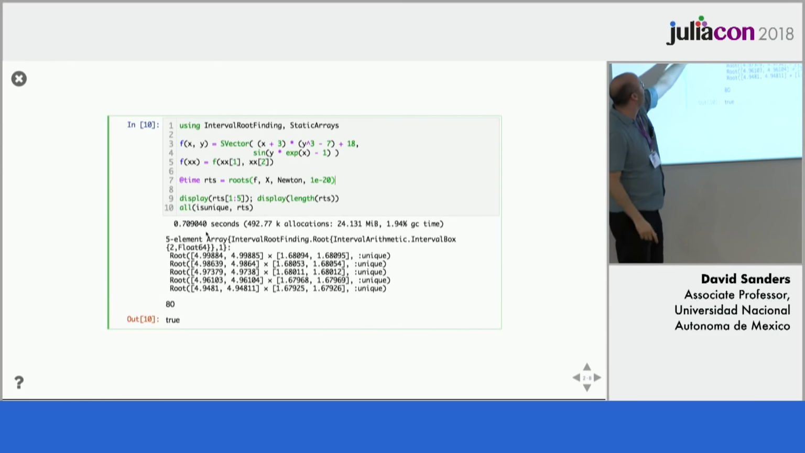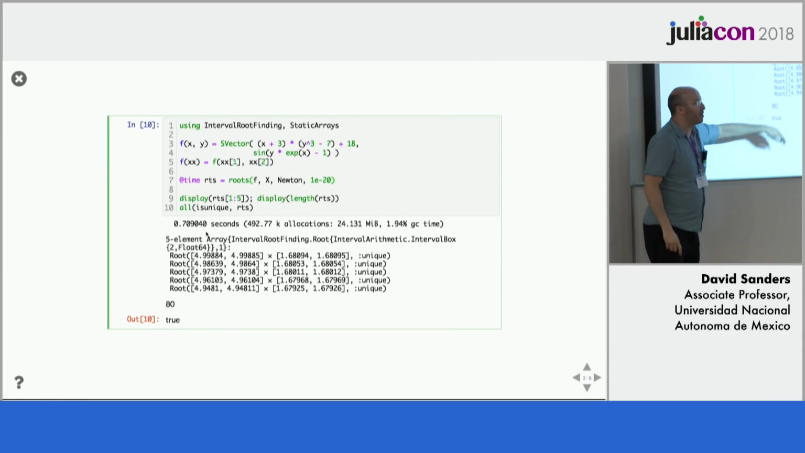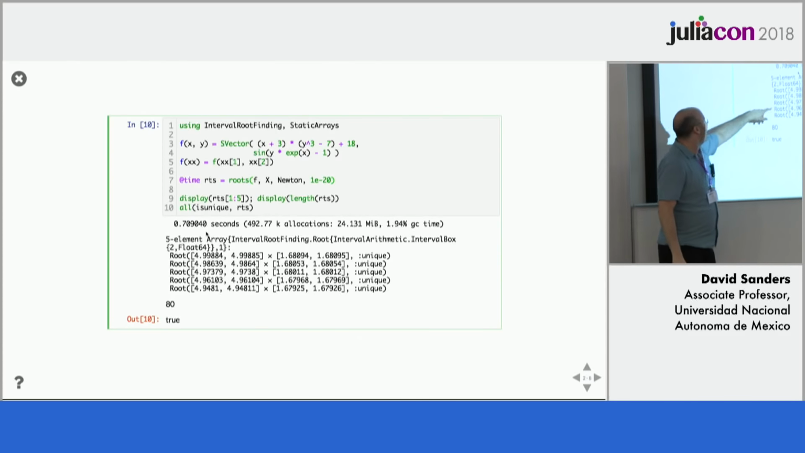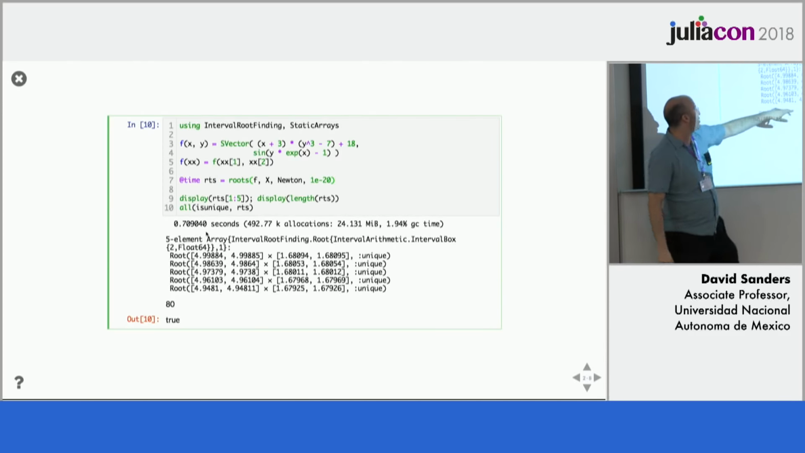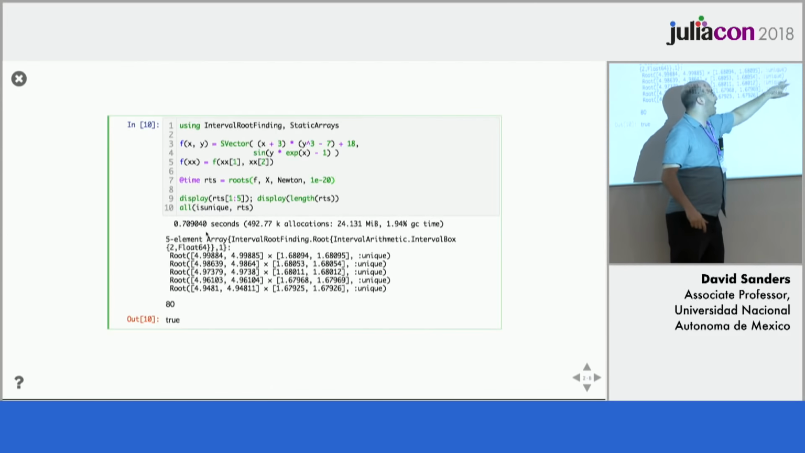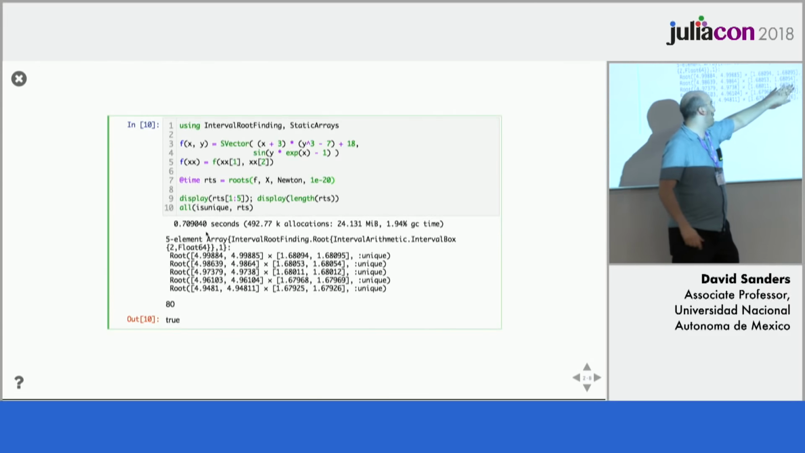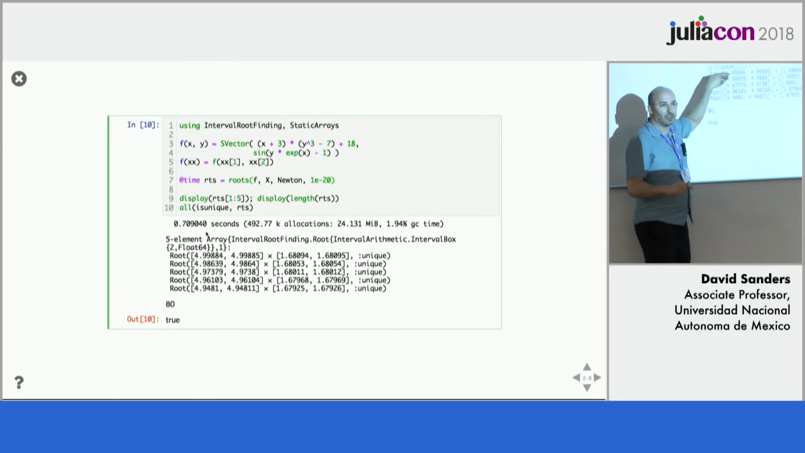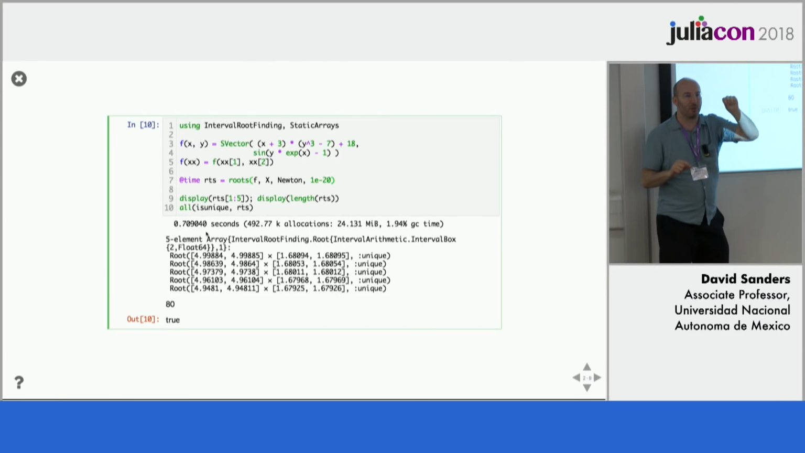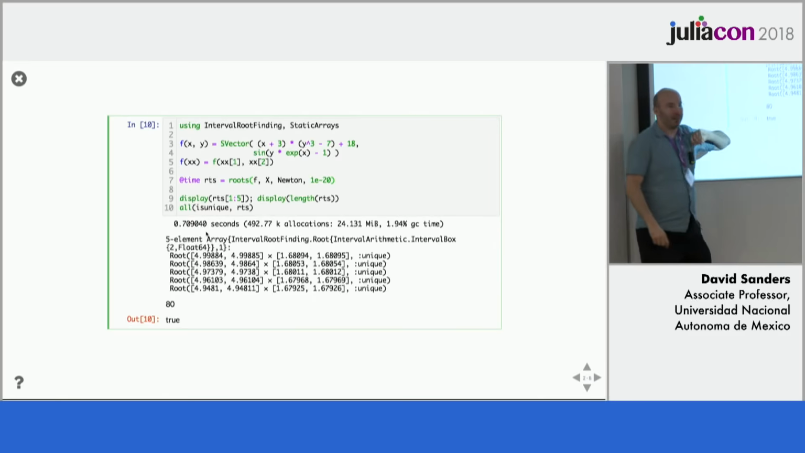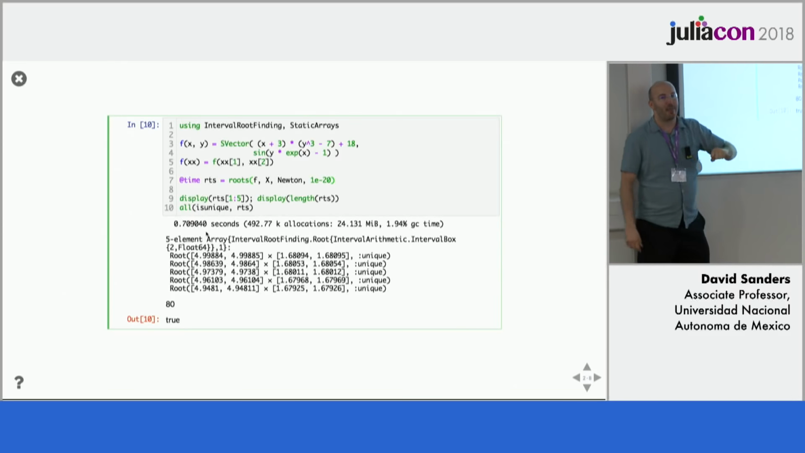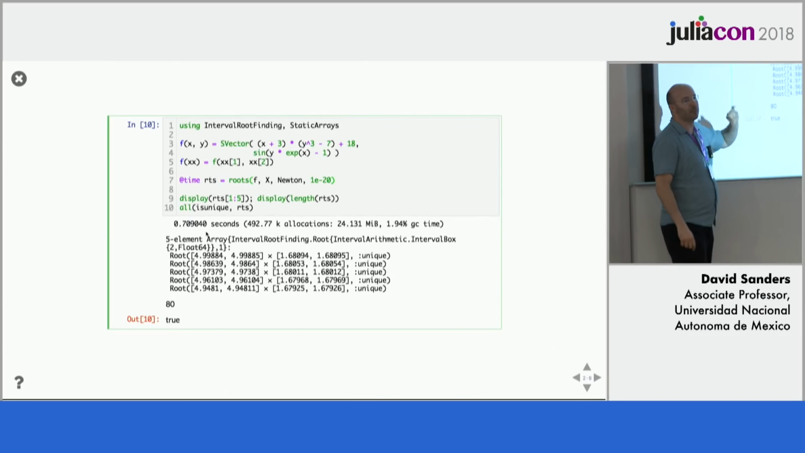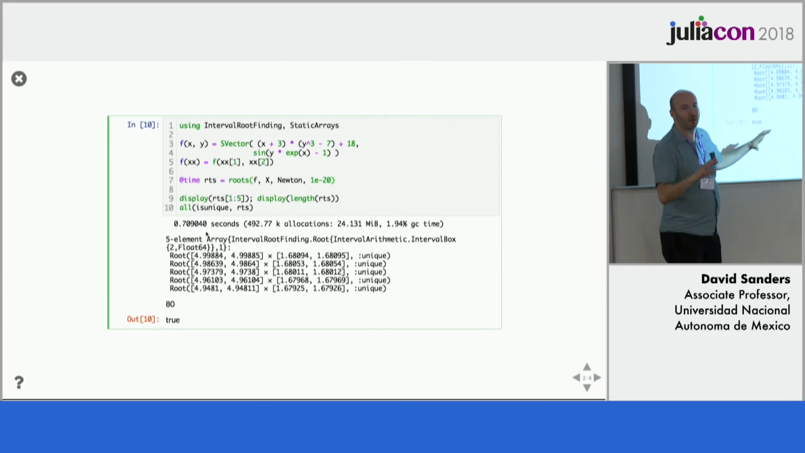It has proved to its own satisfaction that, so this true is just running through and checking that all of these labels are unique. That means that in each of these little tiny intervals, it has proved that there's a unique root. And so this statement is saying that there are precisely 80 roots of this system in this box.